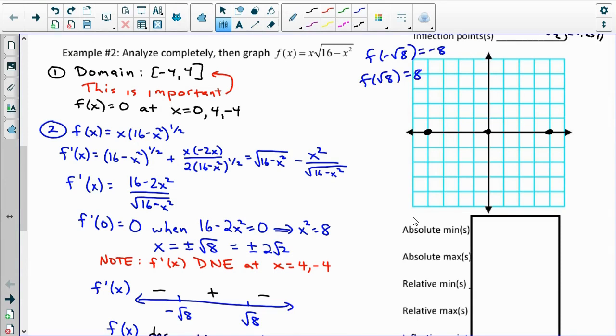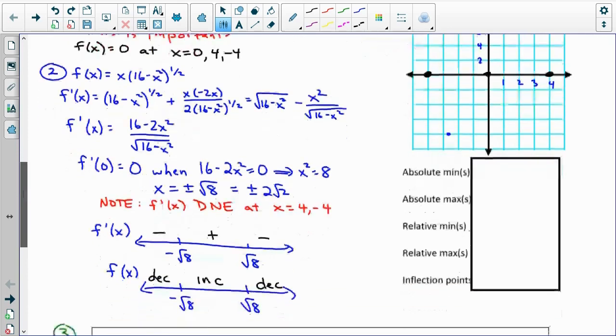So I'm going to just make the scale go up by 2's on the y-axis and 1's on the x-axis. So at root 8, which is about 2-point stuff, I end up at 8. And at negative root 8, which is negative 2-point stuff, I end up at negative 8. So I know those are values that I'm going to have on my graph, and those are critical points. I can tell they're critical points because I'm changing from decreasing to increasing and increasing to decreasing. So those are going to be relative max and mins that I figure out when I substitute those values in a little bit later.